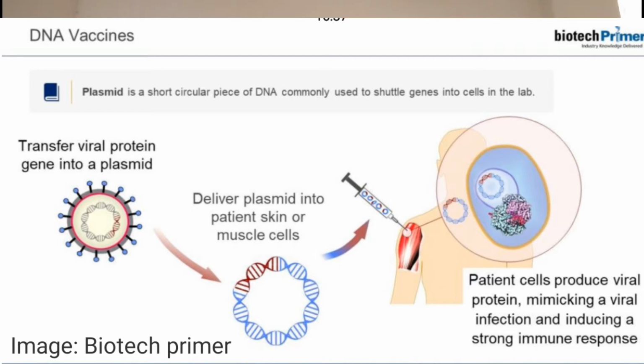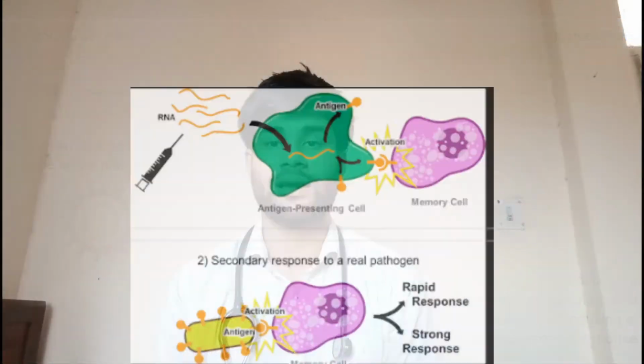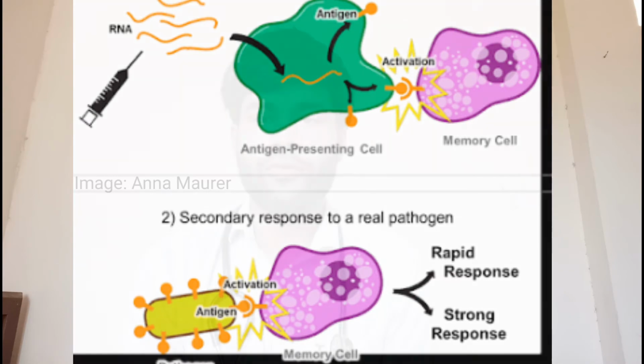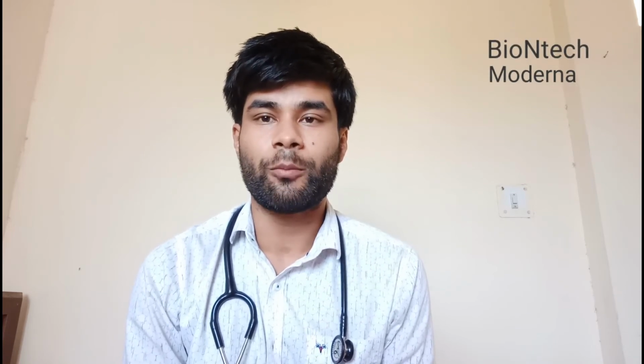Now either mRNA or plasmid DNA gets incorporated into the genetic material of host cell, and host cell synthesizes S protein against which body produces immune response. Example of mRNA coronavirus vaccine is the vaccines produced by BioNTech and Moderna. Example of plasmid DNA coronavirus vaccine is ZyCoV-D, which is produced by Zydus Cadila Institute.